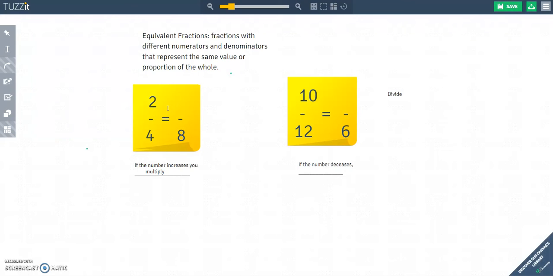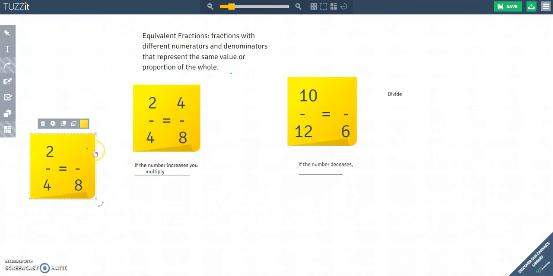And you'll come up and pull off the sticky note, and our answer is 4. So, if we read this, it goes 2/4 equals 4/8. And that is correct. If we showed that on a number line or on a bar graph, the same portion or value of the whole would be represented. So we can move on to our next problem here.